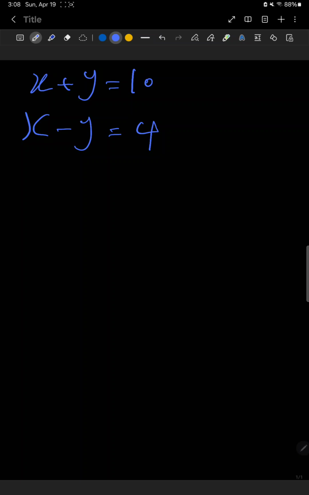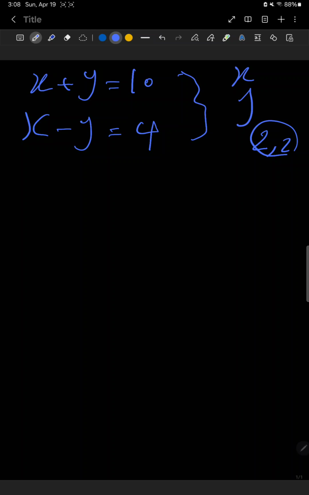You have to understand something in math: when we have two equations and two unknowns, how many unknowns do I have here? I have two, which are x and y. How many equations do I have? I have two. So with two equations and two unknowns, I can solve the system.